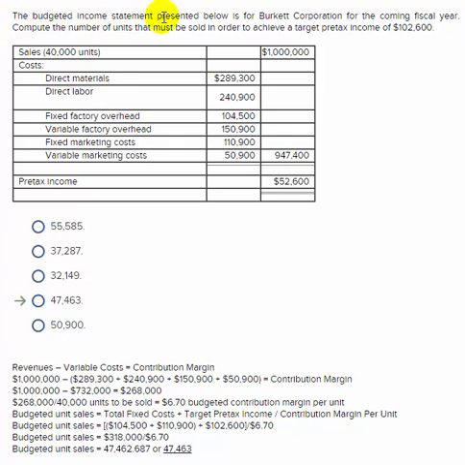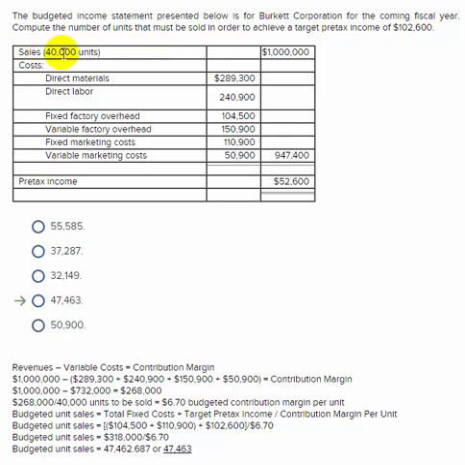The budgeted income statement presented below is for Burkett Corporation for the coming fiscal year. Compute the number of units that must be sold in order to achieve target pre-tax income of $102,600.